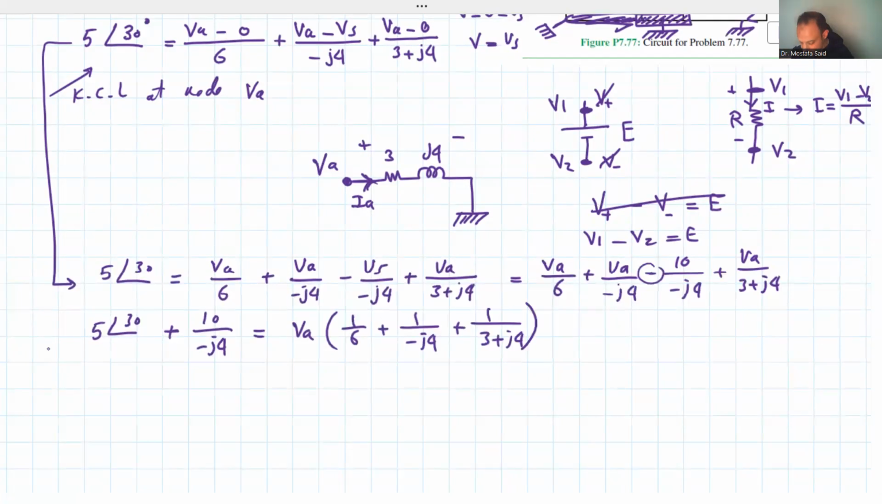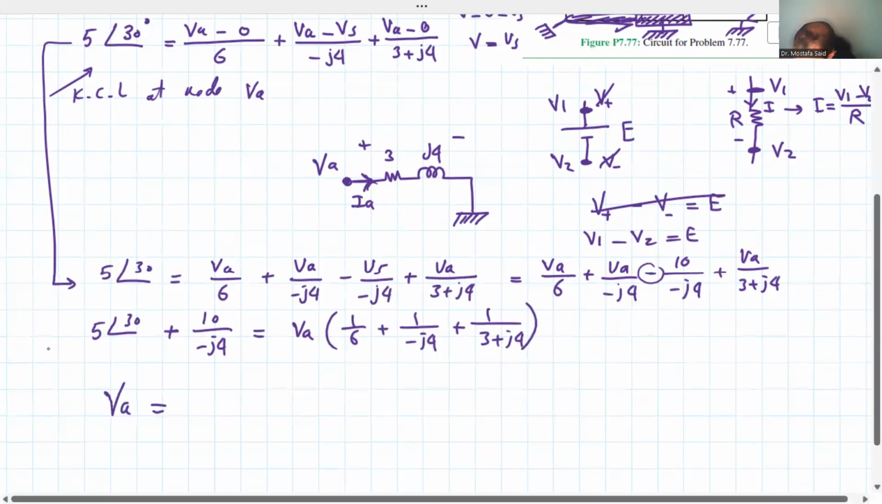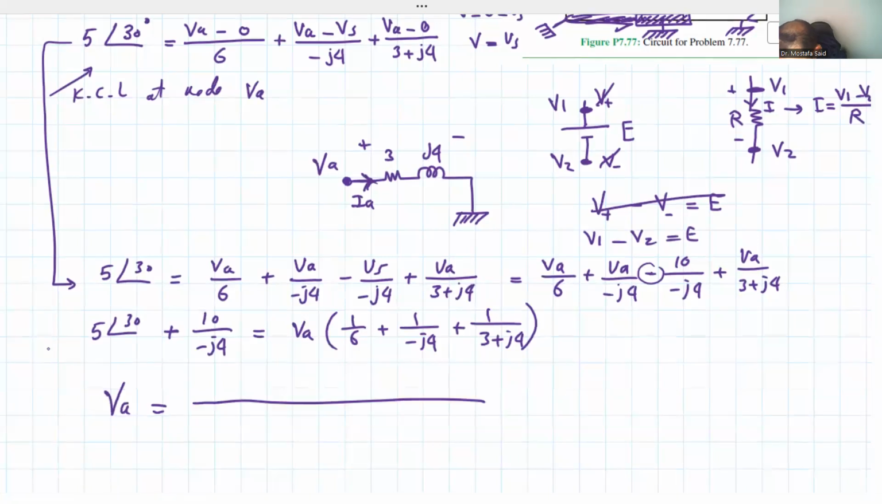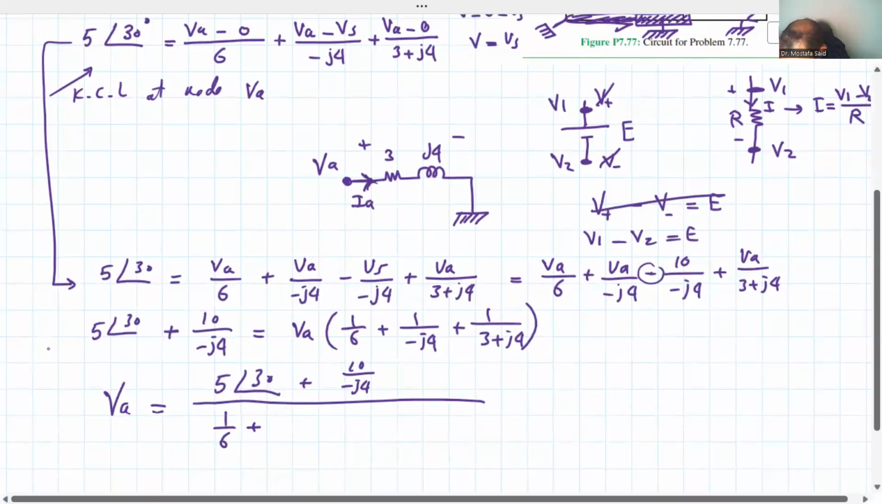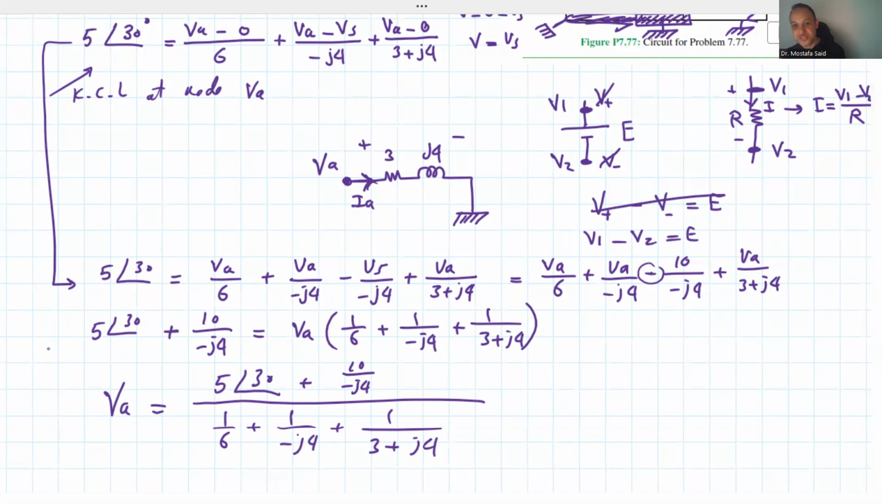We are almost finished. So VA equal to 5 angle 30 plus 10 minus over minus G4, over 1 over 6 plus 1 over minus G4 plus 1 divided by 3 plus G4. It looks ugly, very ugly. Okay, I know that. No, don't worry, I know that. I feel you. Okay, it looks very ugly.